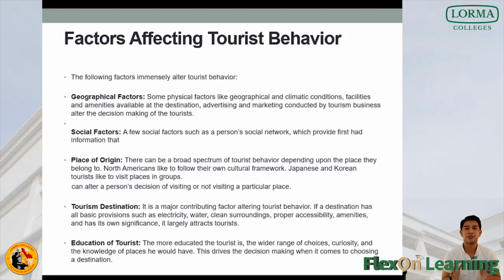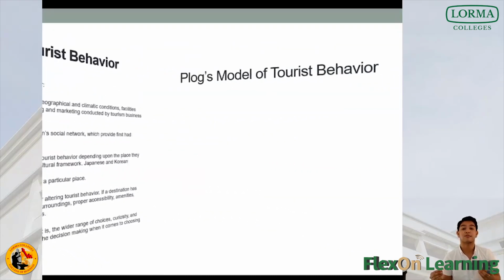Advertising and marketing conducted by tourism businesses also alter the decision making of the tourist. The social factor: a few social factors such as a person's social network which provides first-hand information. Place of origin: there can be a broad spectrum of tourist behavior depending upon the place they belong to. Tourism destination is a major contributing factor altering tourist behavior. If a destination has all basic provisions such as electricity, water, clean surroundings, proper accessibility, amenities, and has its own significance, it largely attracts tourists. And lastly is the education of tourists. The more educated the tourist is, the wider range of choices, curiosity, and knowledge of places he will have. These drive the decision making when it comes to choosing a destination.